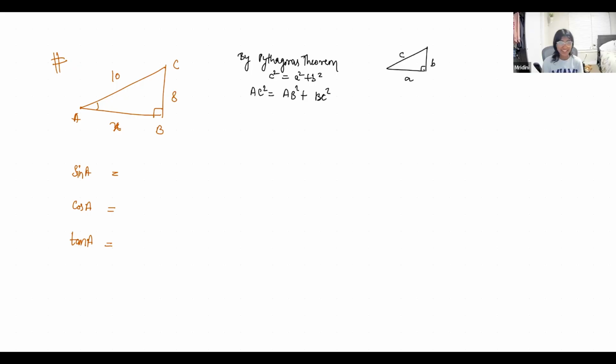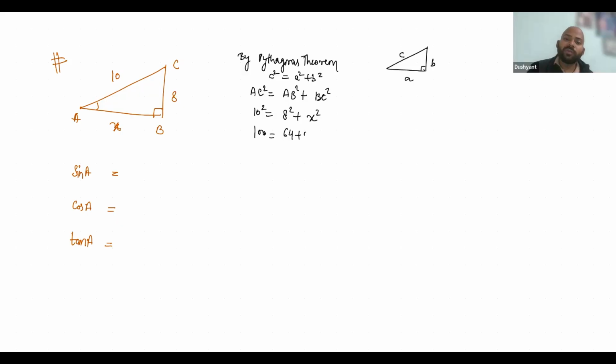So we do that. AC square, yes, is 10 squared. AB squared is 8 squared, and BC is unknown, so let's take x squared. Square of the numbers: 10 squared would be 100, equals 64 plus x squared. So x squared would be 100 minus 64.